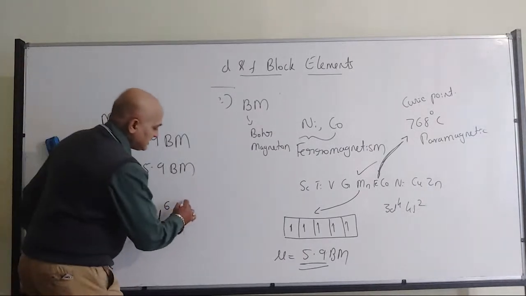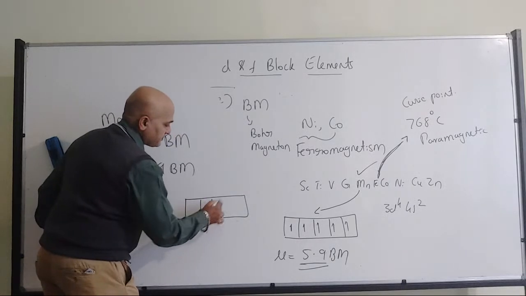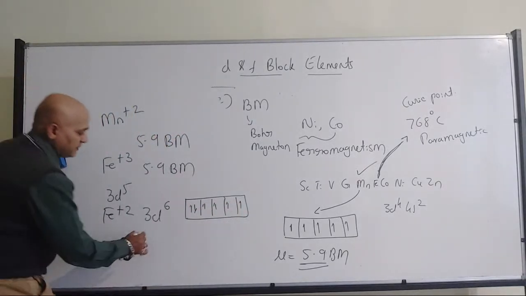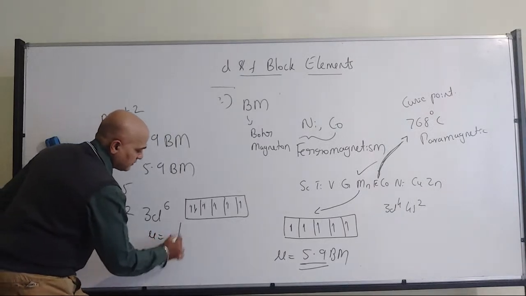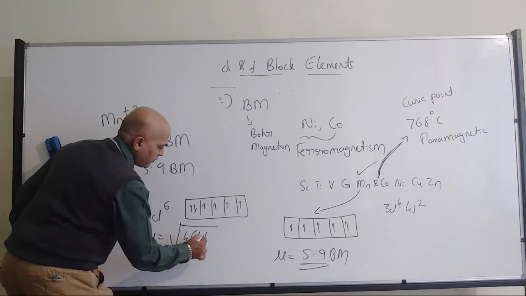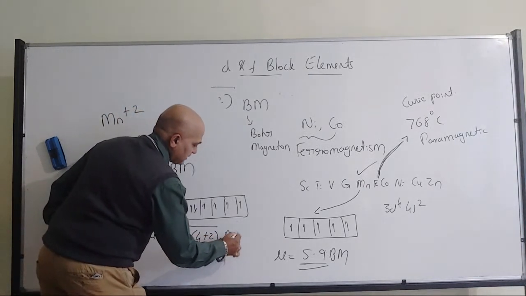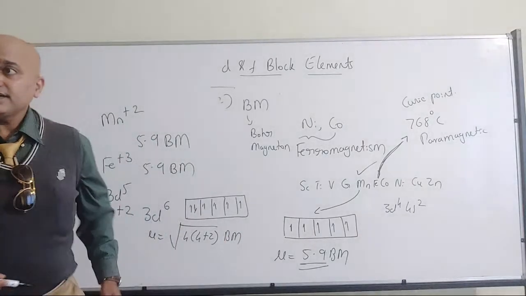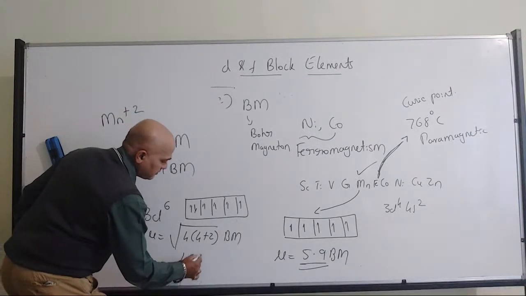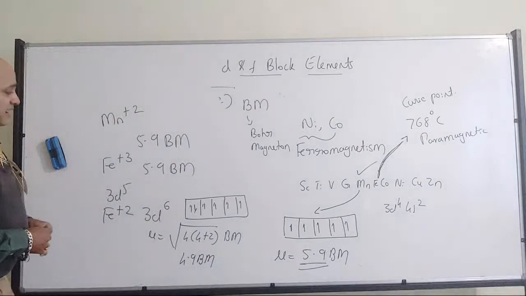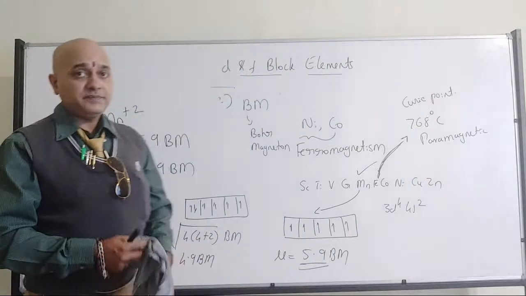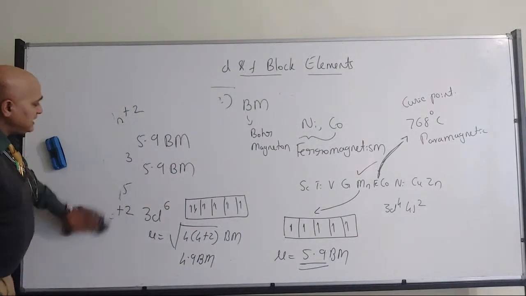4.9. That means 3d6, it is having 1, 2, 3, 4, 5, 6. That means 4 unpaired electrons. So that means mu is equal to root of 4 into 4 plus 2 Bohr magneton. How much will it be? 4.9 Bohr magneton. So that's where we can calculate the magnetic property for any of these elements.